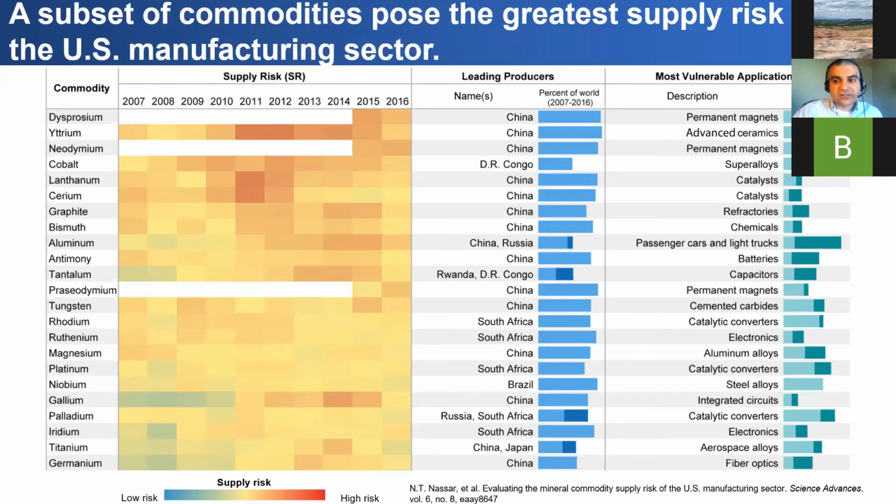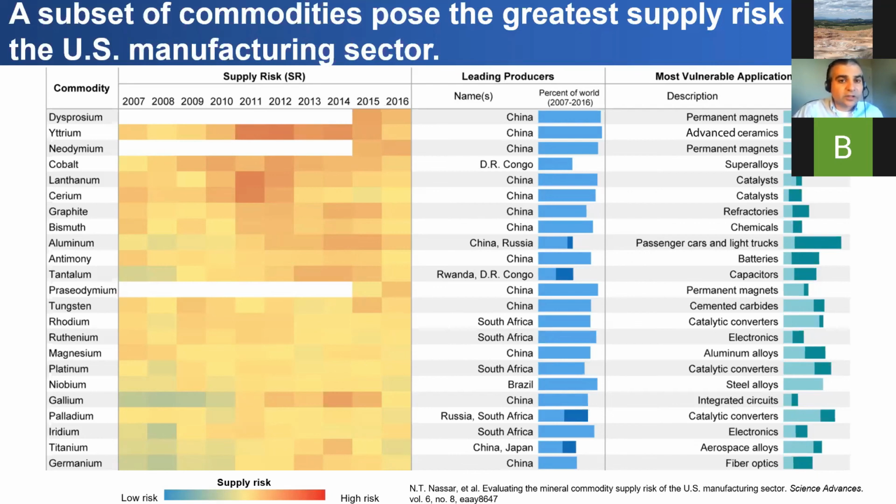So this allows us to see what is the application that's really driving the vulnerability, and what portion of that vulnerability score is really being driven by one use versus many uses. So you can see for aluminum, for example, the passenger cars and light trucks is the largest contributing application, but it only contributes a portion of that vulnerability score because aluminum has a lot of other uses as well.